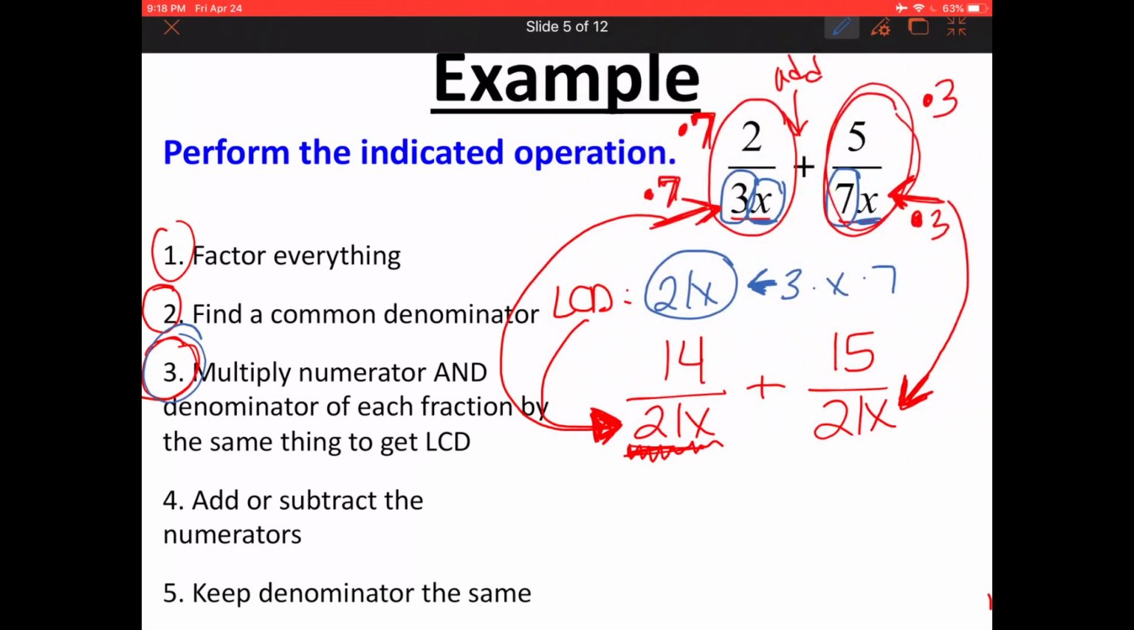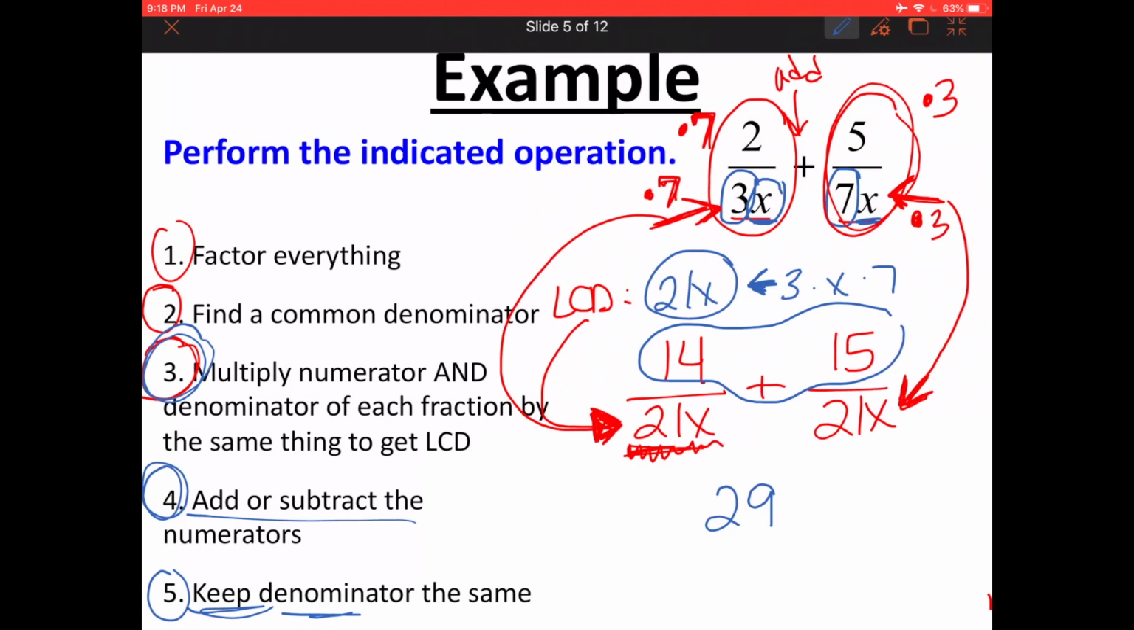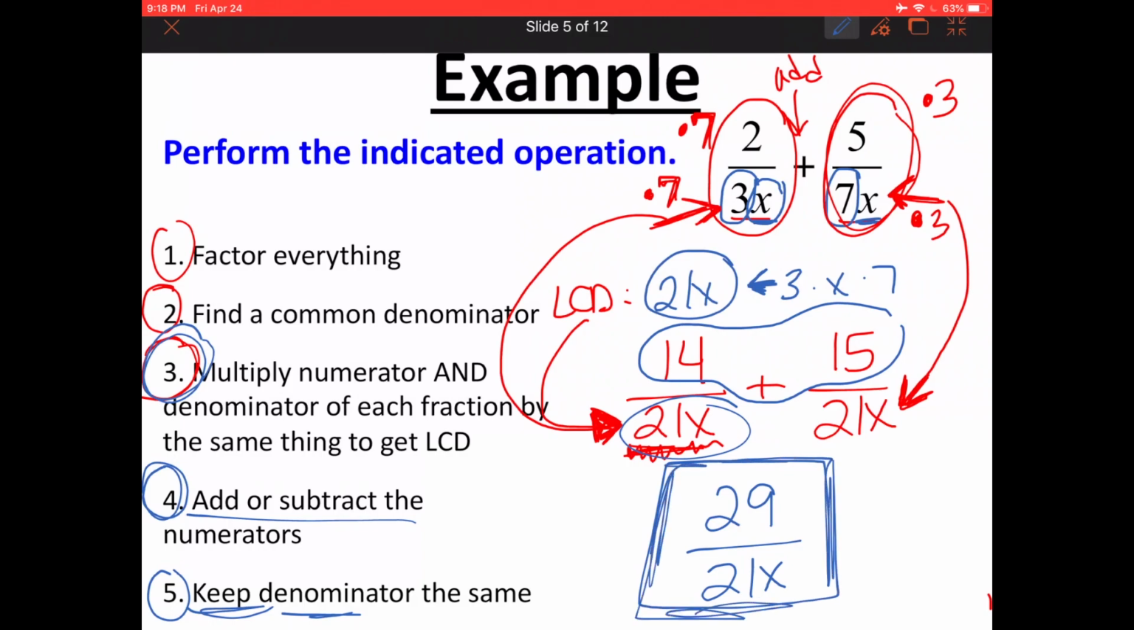So that, guys, is how we do step 3. We've multiplied, we now have a common denominator. Step 4, add or subtract the numerators. So 14 plus 15 gives me 29. Step 5 is just to keep the denominator. The denominator is 21x. So boom, I just put 21x. And that, guys, is my final answer.